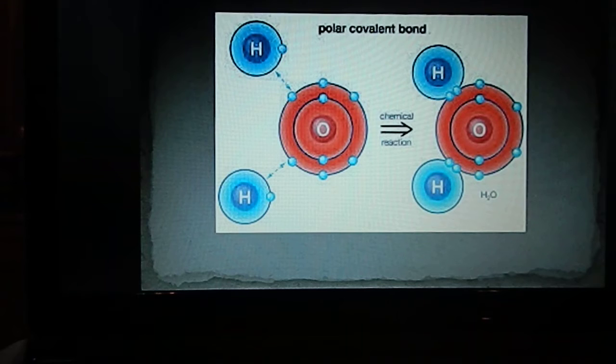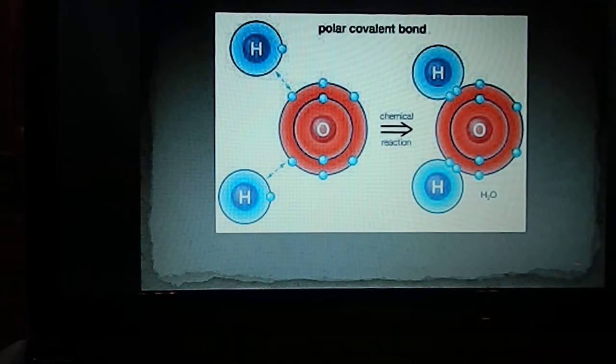But because the oxygen has 8 protons, the electrons that are being shared go around the oxygen more frequently than they do the hydrogen. So what happens is that the end with the oxygen, the red part, becomes negatively charged because the shared electrons are going around the oxygen more frequently, at that end of the molecule.